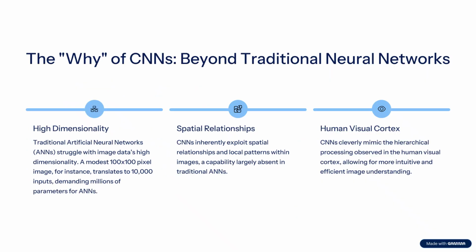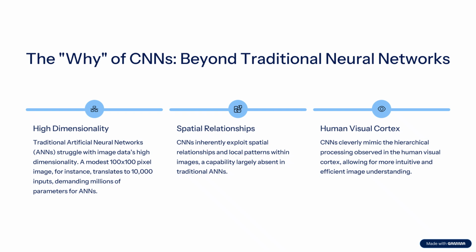The rise of CNNs beyond traditional neural networks: high dimensionality, spatial relationships, and the human visual cortex. Coming to high dimensionality, traditional artificial neural networks, which are ANNs, struggle with image data's high dimensionality. A modest 100 by 100 pixel image, for instance, translates to 10,000 inputs, demanding millions of parameters for ANNs.